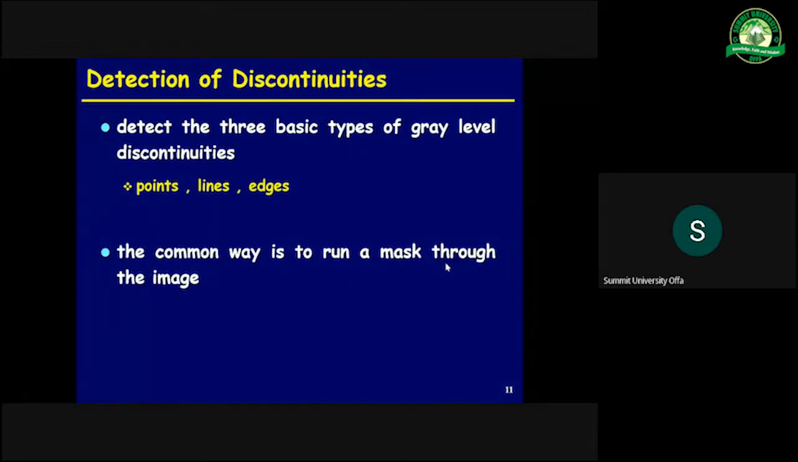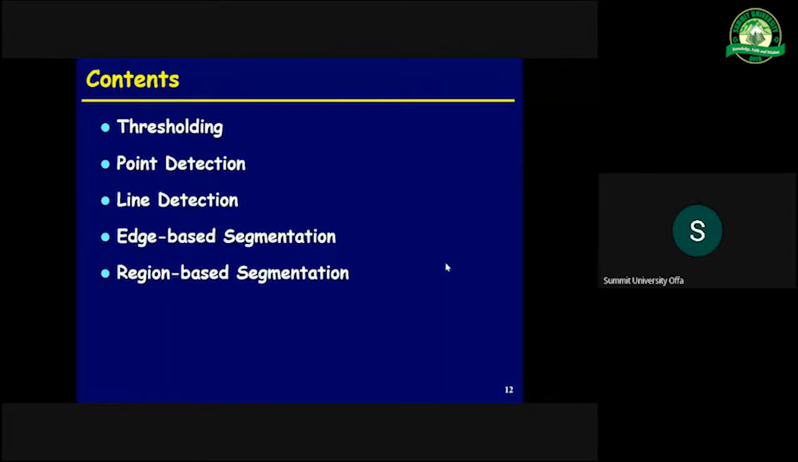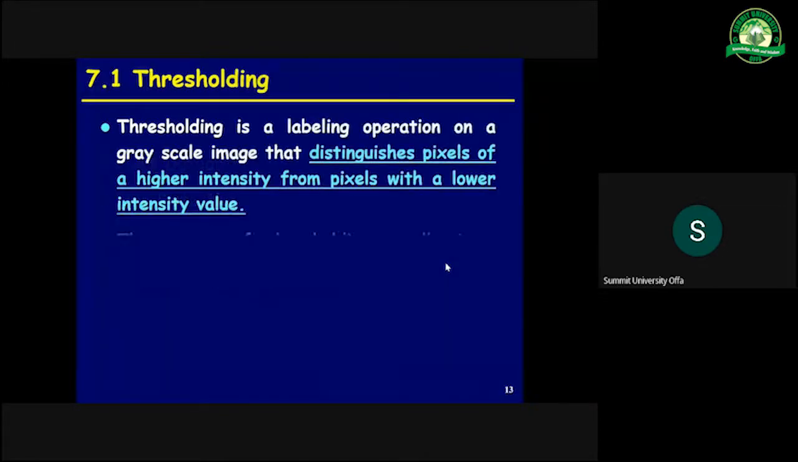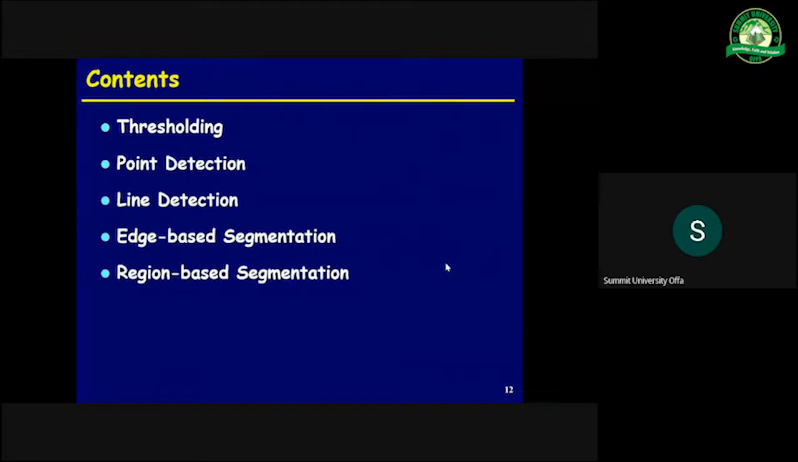So how do we detect points, lines, and edges? It is by what we call discontinuity. So we have this as part of what we call discontinuity. This is another thing that may be of interest to us when we are talking about methods.